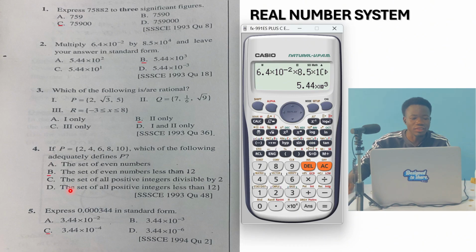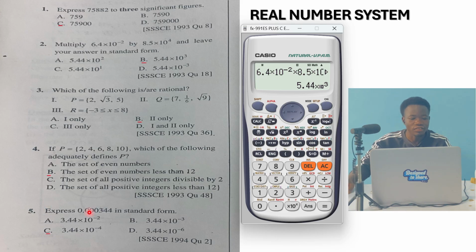D, the set of all positive integers less than 12. When we talk about the positive integers, 1, 2, 3, 4, 5, they are all positive integers, and this only contains 2, 4, 6, 8, 10. That nullifies D also. So our right answer is B, the set of even numbers less than what? 12. Correct.